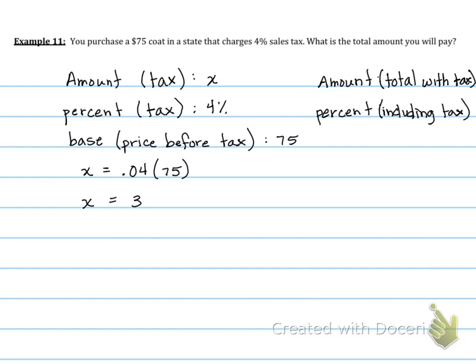So what we just found was our tax. And so how much did my coat, is it a coat? Yes. How much did the coat cost total? $78. Good? Okay, here we go.